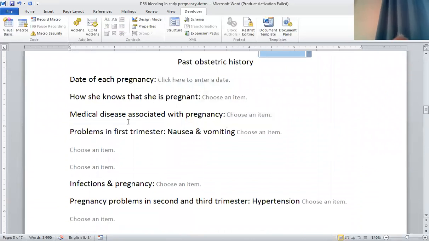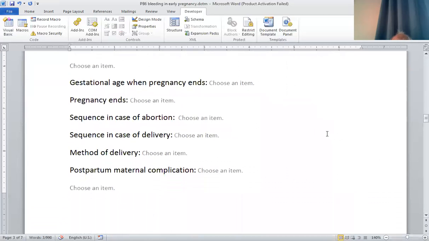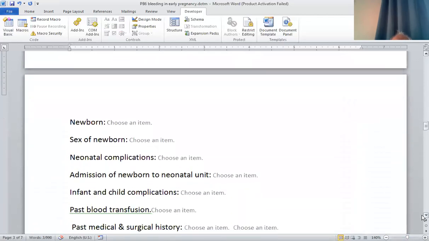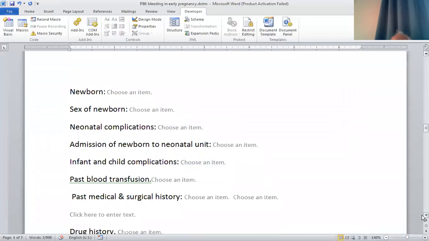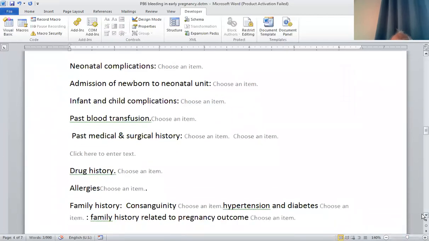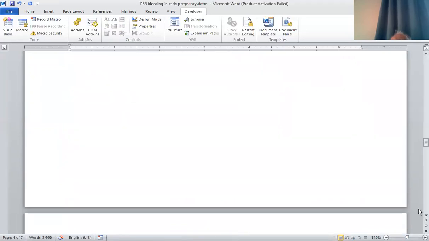And then we will ask about analysis of each previous pregnancy: the date, how she became pregnant, and any medical disease; the symptoms of the first trimester, if she has infections; and the problems of the second and third trimester: hypertension, diabetes, premature rupture of membranes, antepartum hemorrhage, gestational age, and how the pregnancy ended. The sequence of abortions and deliveries, the method of delivery and postpartum complications, hemorrhage or postpartum pyrexia, the newborn outcome, the sex of the newborn, neonatal complications, admission of the neonate to the neonatal unit, infant complications, and blood transfusion. Then past medical and surgical history, drug history, allergy, and family history of hypertension, diabetes, and consanguinity.